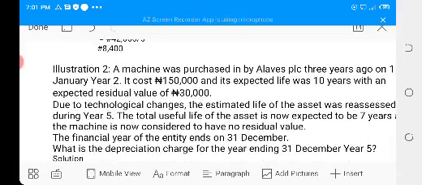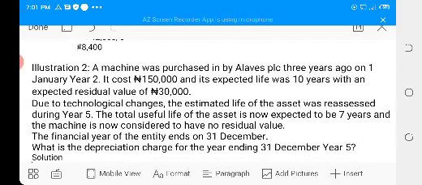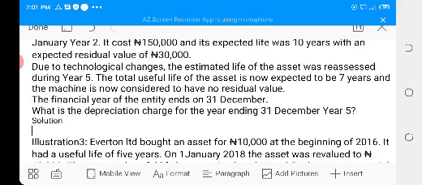From year 2 to year 4, how many years have they charged? So it was 3 years ago. Year 2, year 3, and year 4. That is 3 years. They've charged 3 years. So we must look for the carrying amount for the 3 years. So let's look at it together.